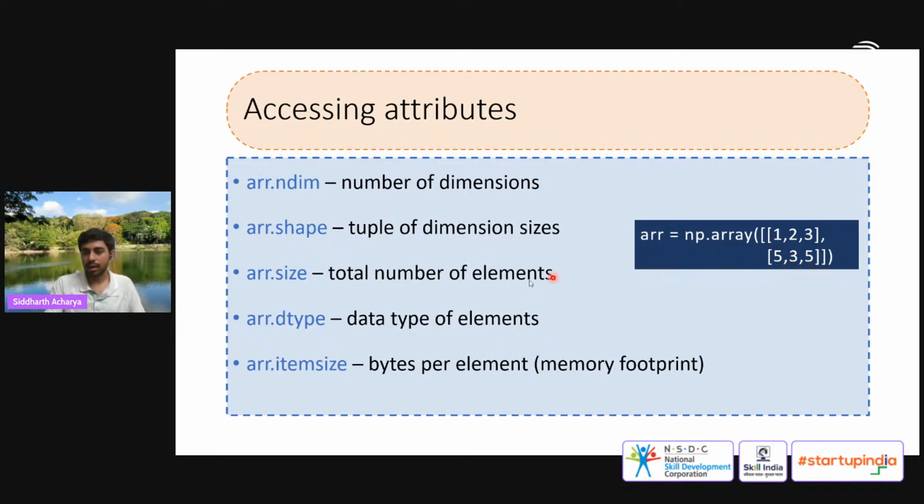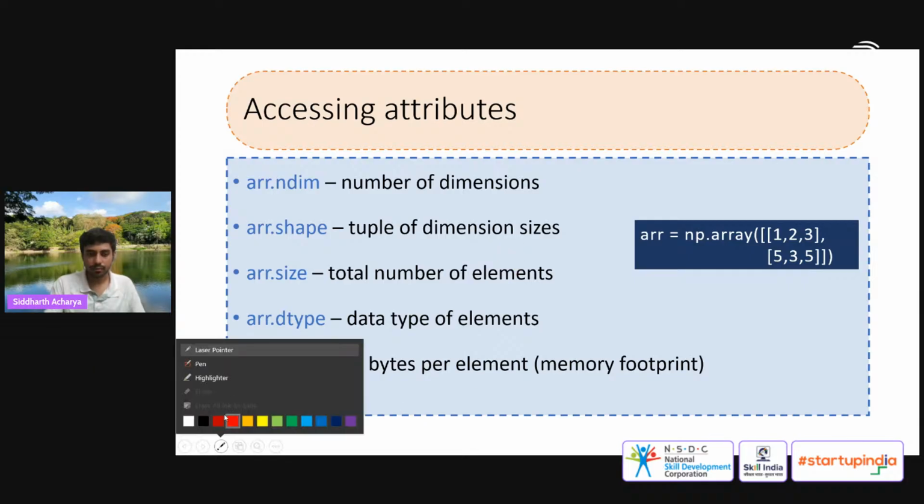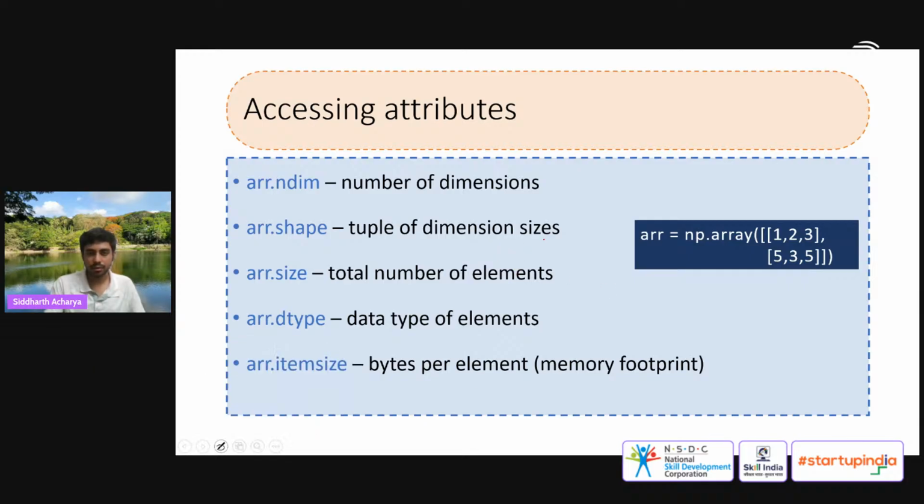So for the outer list, the first element would be 2, right? The first element, so this will give me a tuple. The first element would be 2. The next element is the dimension of the inner list. Okay, the dimension of the inner list is 3. So this will give me 3.